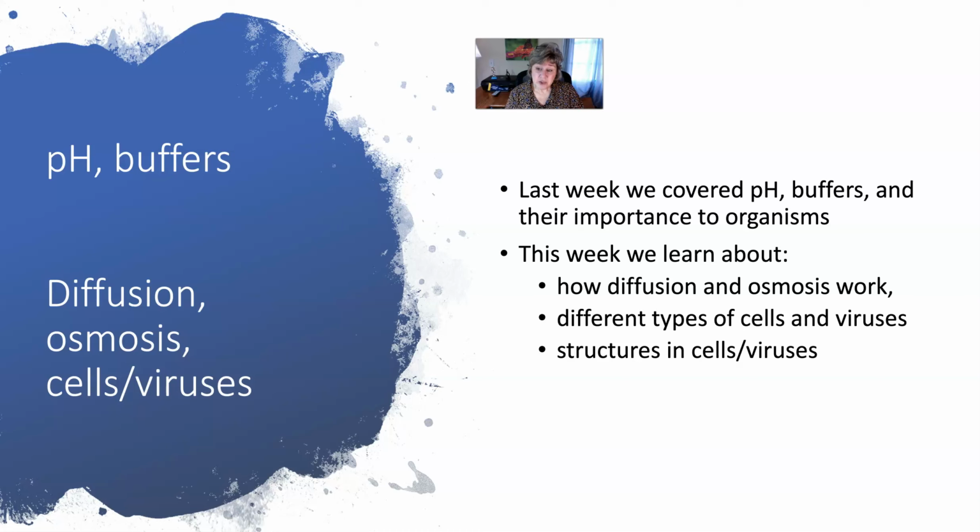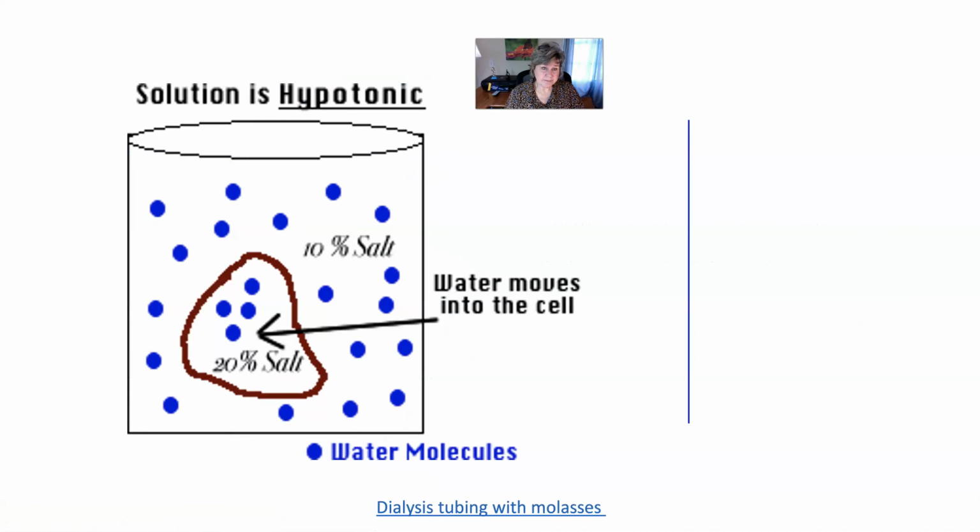You're going to learn about the structures in cells and viruses. There are membranes in some of these. Some viruses are surrounded by a membrane, including the coronavirus that is making its way around the world right now. All cells are surrounded by membranes. Some cells have cell walls. Some cells have nuclei. Some don't. So you're going to learn about those structures in cells this week and viruses.